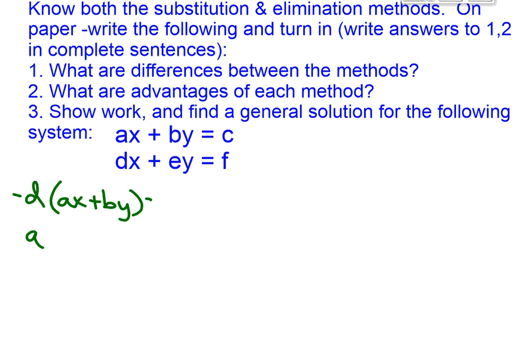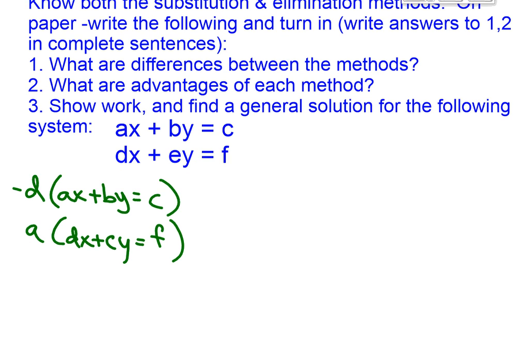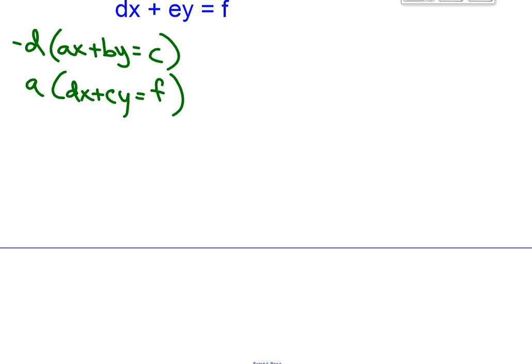Oops, I put my parenthesis in the wrong spot. And y equals c, and dx plus ey equals f. By all means, help me if I make a mistake, because I tend to sometimes make mistakes. And I try to put my letters in alphabetical order, not x and y last, just so that I can see like terms. So this will be negative adx minus bdy equals negative cd.